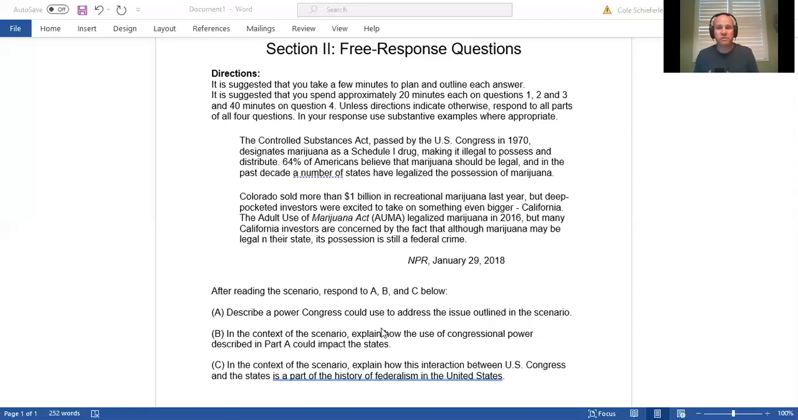Because of McCulloch versus Maryland, it showed that the federal government had implied powers, which allowed the federal government to expand its power beyond what was just enumerated in the Constitution, right? And that's why we call the Necessary and Proper Clause also called the Elastic Clause, okay? But then we would have to go on to show examples or definitions of that.